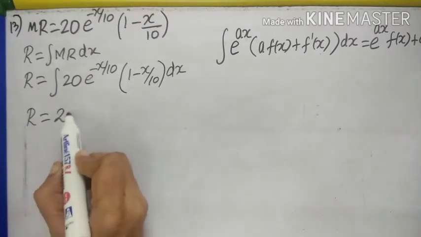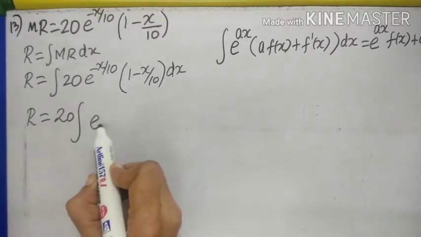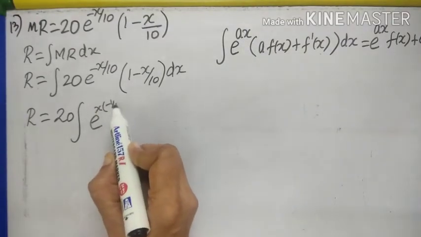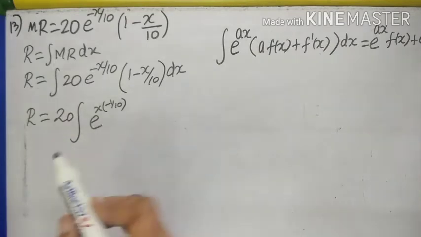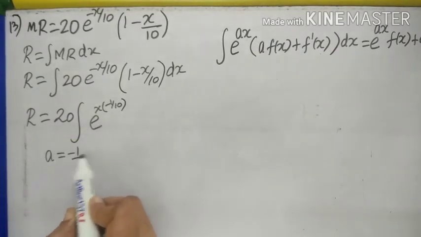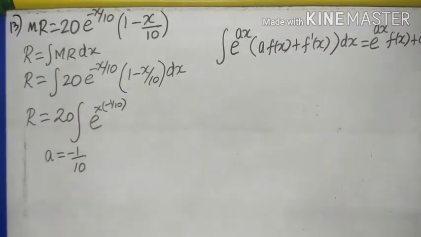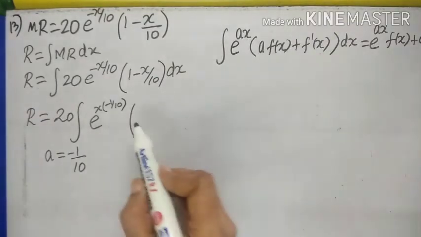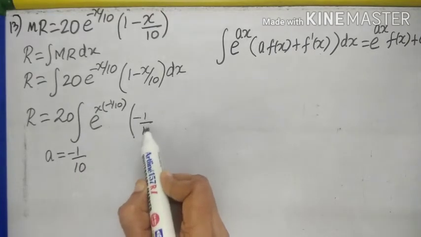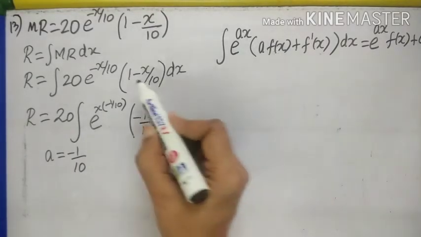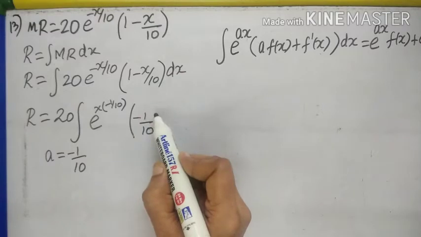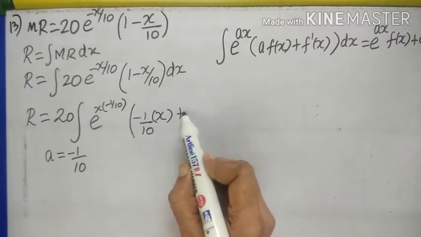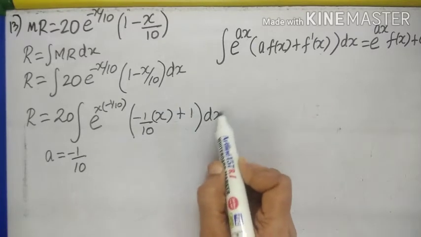R equals 20 can come out. E power ax. Other than x, what is coming? Minus 1 by 10. So that will be a. So we will write a value minus 1 by 10 in the bracket. A f of x. So what is a value? Minus 1 by 10. F of x. This only is with minus 1 by 10. So this I have to write: minus 1 by 10 x plus 1 into dx.